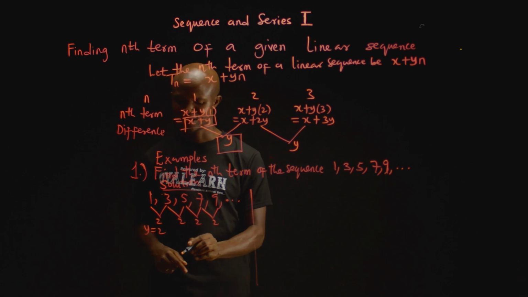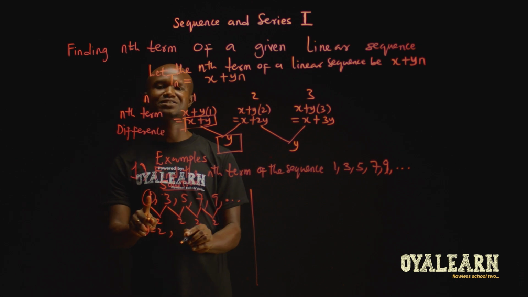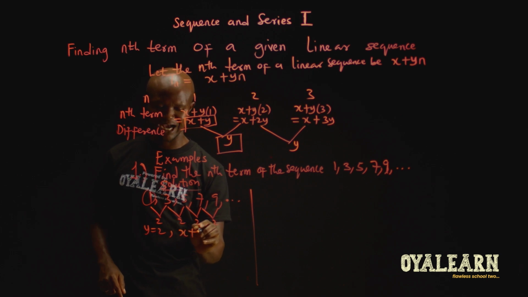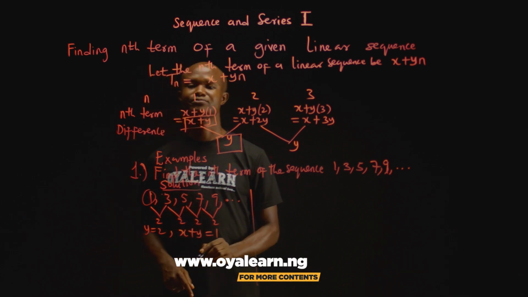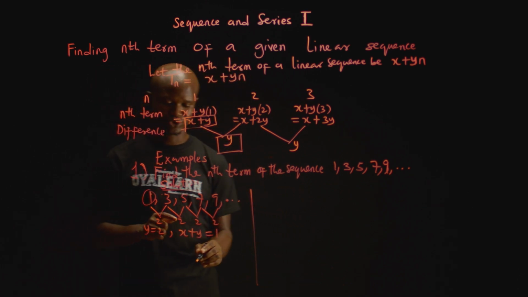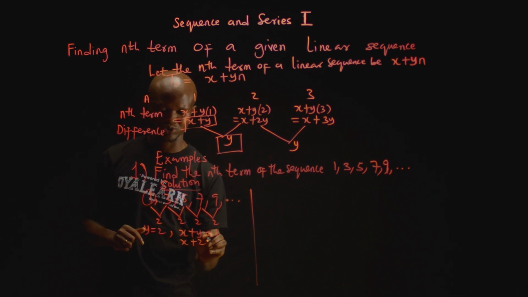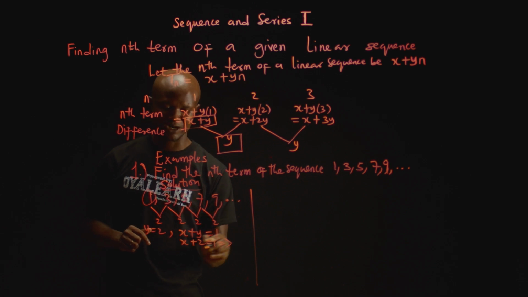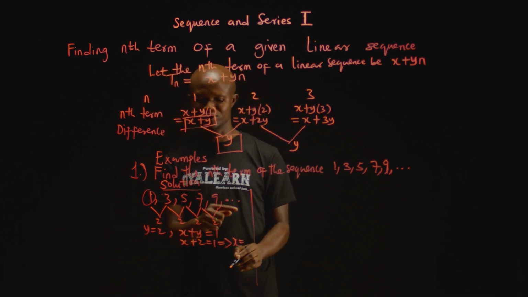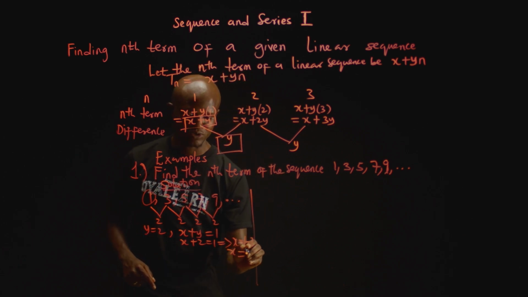That's the difference. And now, the first term here represents this x plus y. So it means that x plus y equals 1. So the next thing for us to do, since we know the value of y to be equal to 2, we substitute y equals 2. So we have x plus 2 equals 1. And this implies that x equals, by the time you take 2 to the right hand side, 1 minus 2. So x equals minus 1.